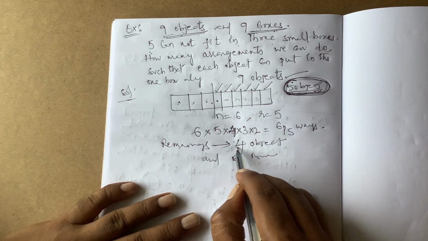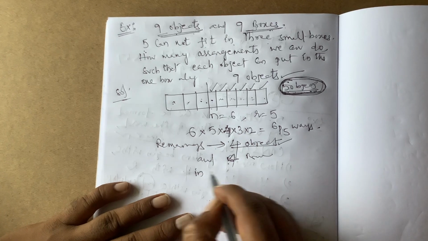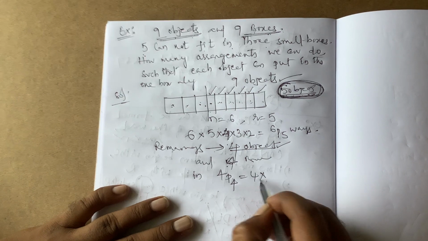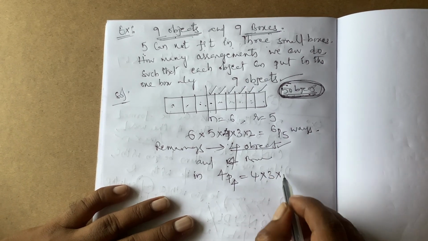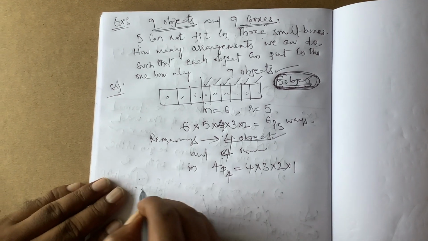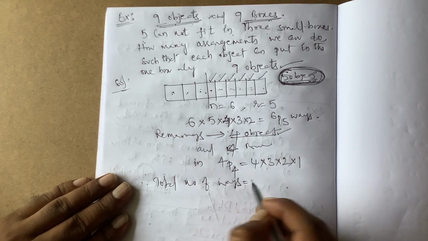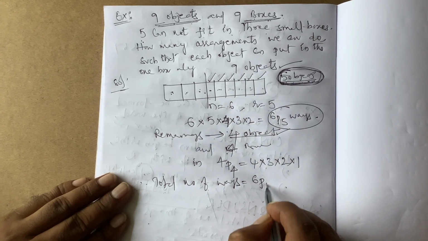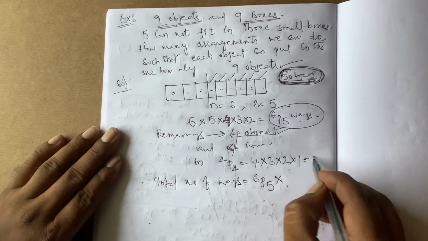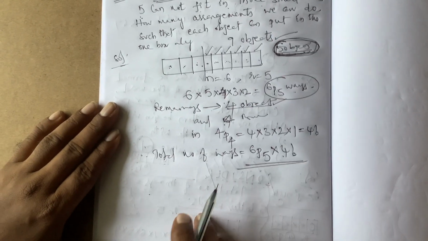Now you can fix these 4 objects in 4 boxes in how many ways? 4P4 ways. Means first object 4 chances, second one 3 chances, third one 2 chances, fourth one 1 chance, or 4P4. Therefore the total number of ways is equal to 6P5, this is the first sub work, into 4P4, which is nothing but 4 factorial. Simplify, you will get the answer.